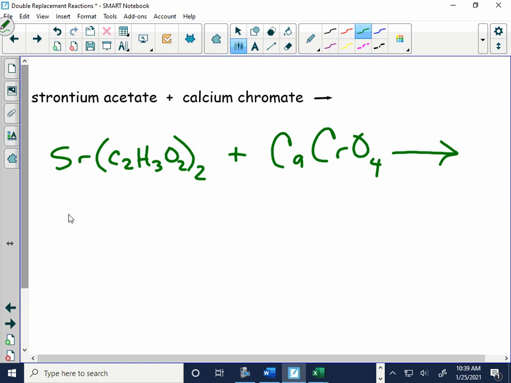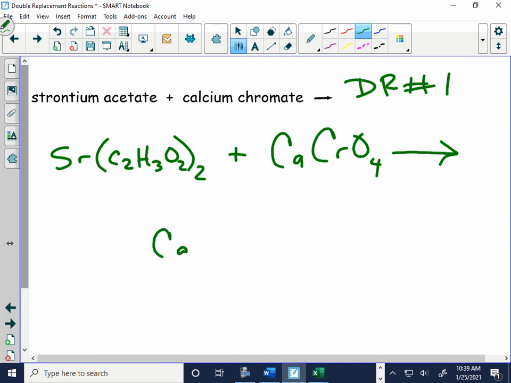Strontium acetate, calcium chromate. Now, when I look at this, this is a double replacement. It is a double replacement number 1, because I'm not dealing with an acid, am I? So, as I know my double replacement number 1 here, I know that I have to follow those 5 steps, A through E. So I need to determine the possible products by swapping my cations. So I'm going to do it down below since I don't have any room over here.